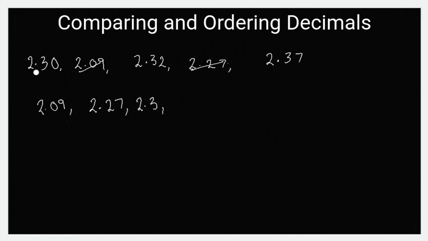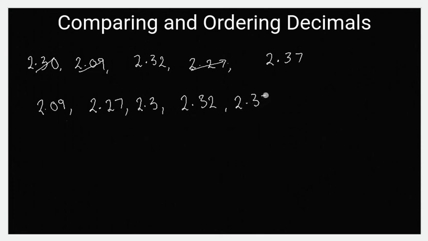And then this is out of what we're comparing. We're left with 2 decimals: 2.32 and 2.37. It's obvious which is lesser. This is 2, this is 7. So this is 2.32, and then the greatest would be 2.37.